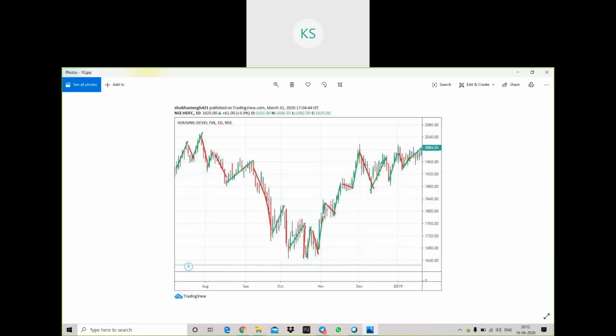Now the green lines are my trend phase, and the small red lines you are seeing are my expansion or secondary trend. So whenever the secondary trend is getting over, you can enter on the buy side. I'll tell you how you can do that later, but for now, just understand this.